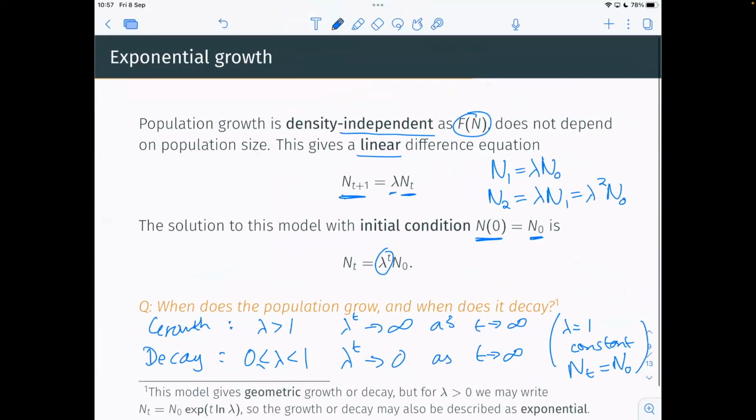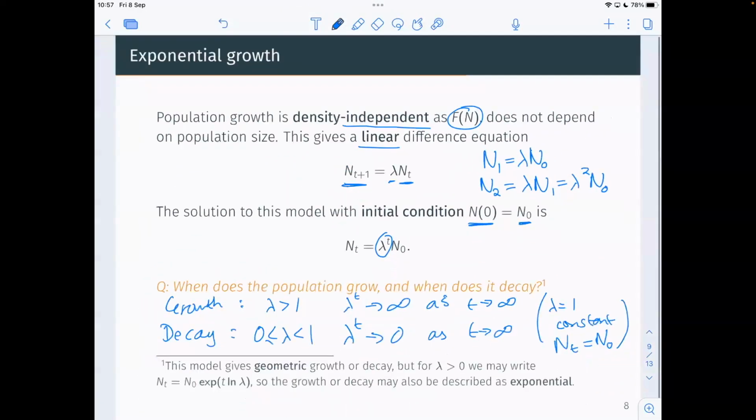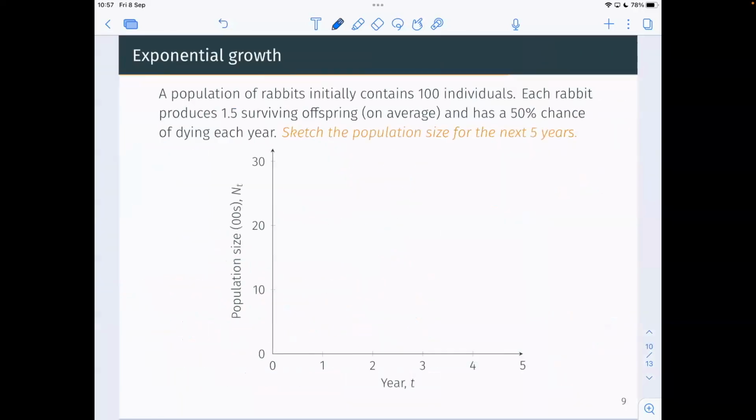Okay, a little exercise for you guys. If my screen will move, which doesn't seem to want to do. There we go. Have a practice of using this model and thinking about how a population grows. So here we've got a population of rabbits containing 100 individuals initially. Each rabbit produces 1.5 surviving offspring on average and has a 50% chance of dying each year. So write down what this model is.